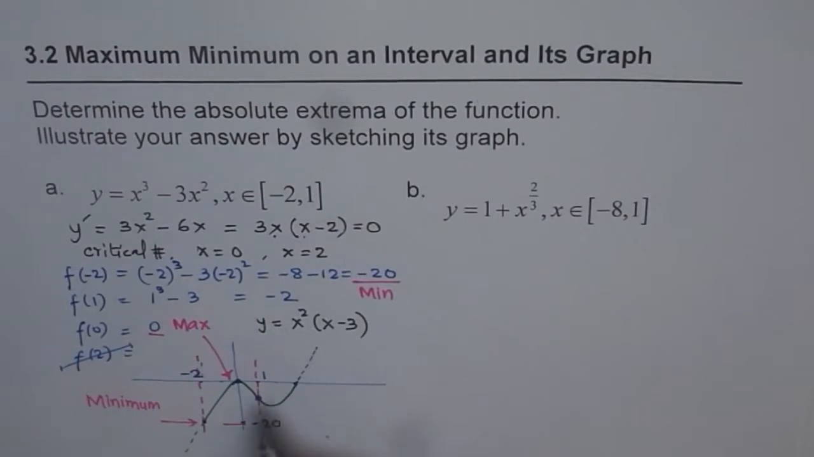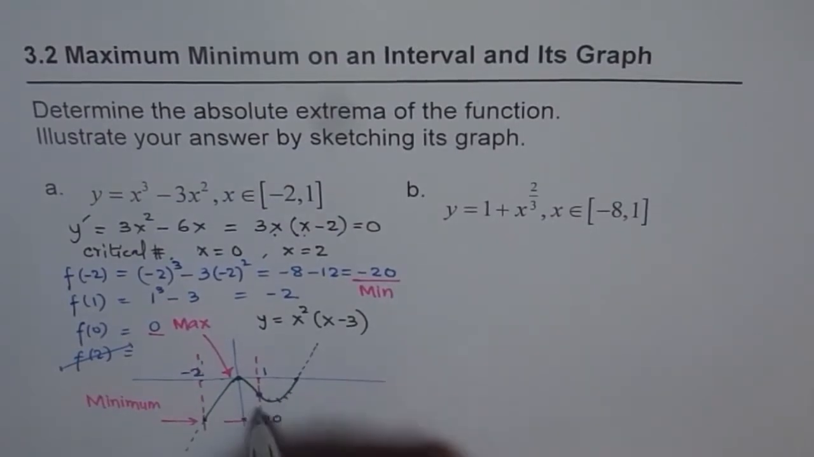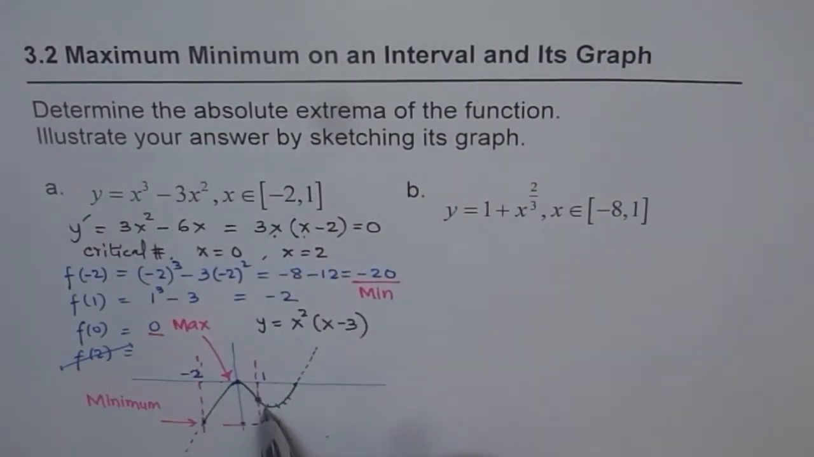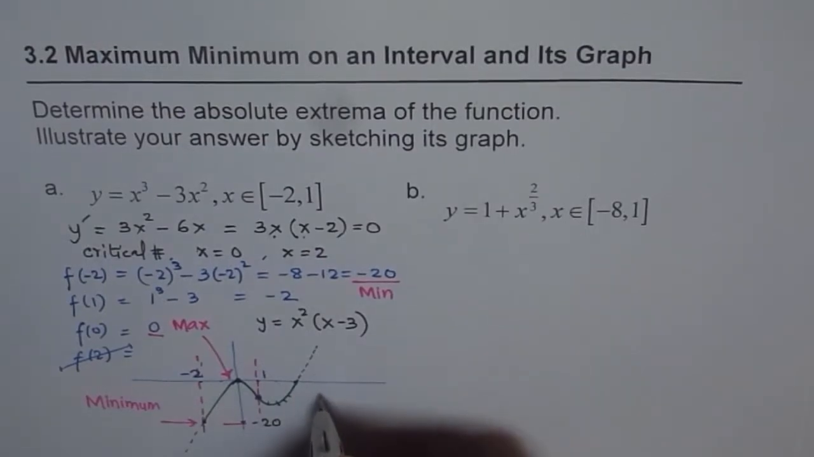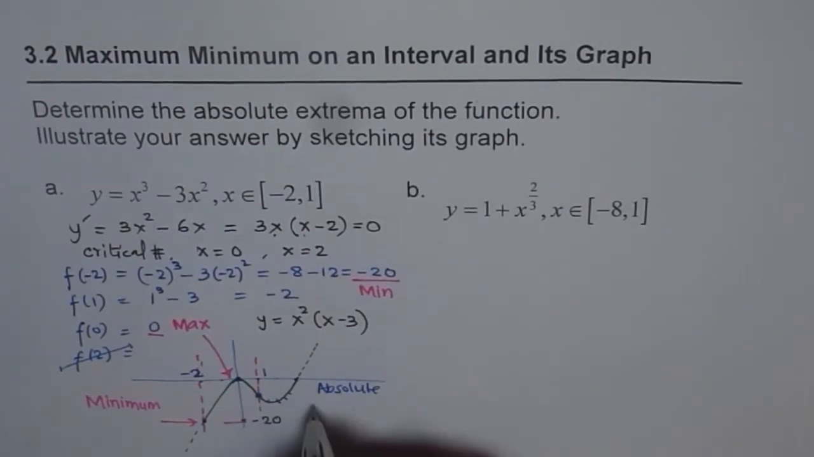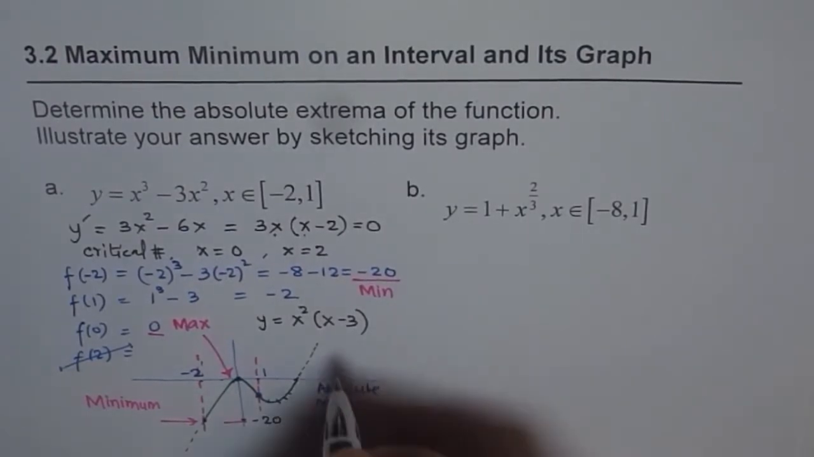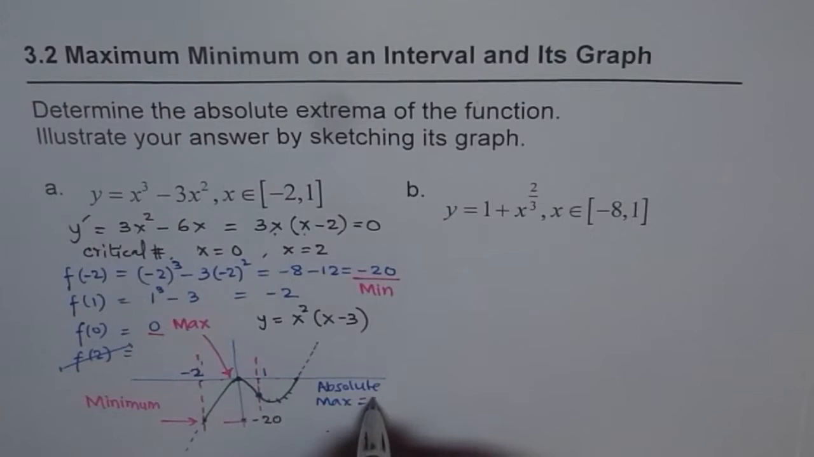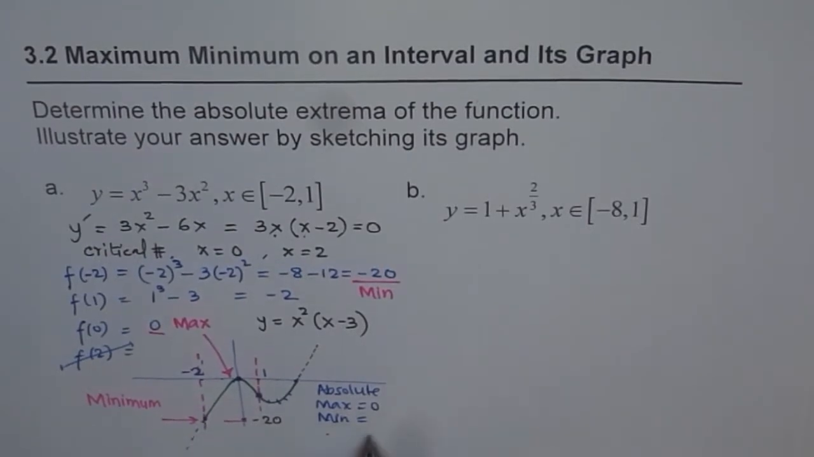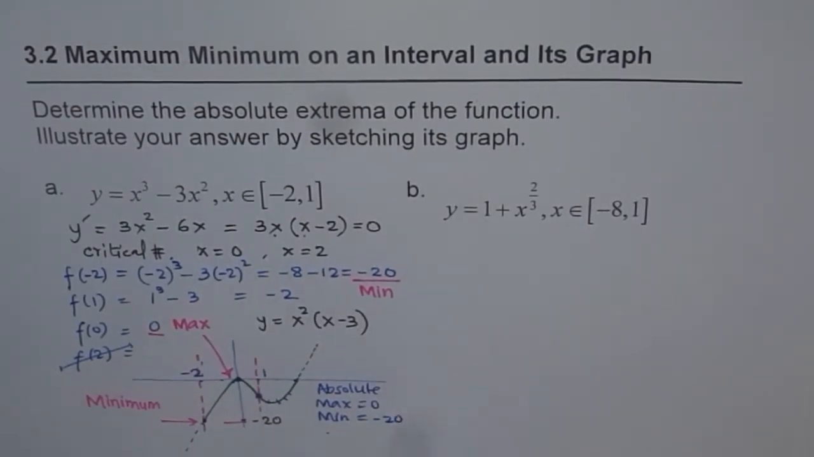So that is the graph which we're talking about. That is a dashed line, okay? So this solid part is a portion which is between minus 2 and 1. And as you can see, we have a graph here, correct? And the solution is that absolute maximum value is 0 and minimum is equal to minus 20, which is this value, minus 20. So that is the solution for this.